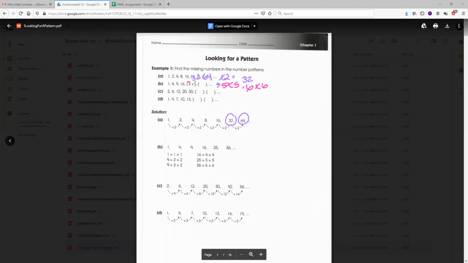25 goes into the next blank. Then after that, we do 6 times 6. And 6 times 6 is equal to 36. So 36 goes into the next blank. Let's check if we got it right. So if we go on B, yes, 1 is equal to 1 times 1, 4 is equal to 2 times 2, 9 is equal to 3 times 3, 16 is equal to 4 times 4, and the two missing numbers, 25 and 36, are correct.